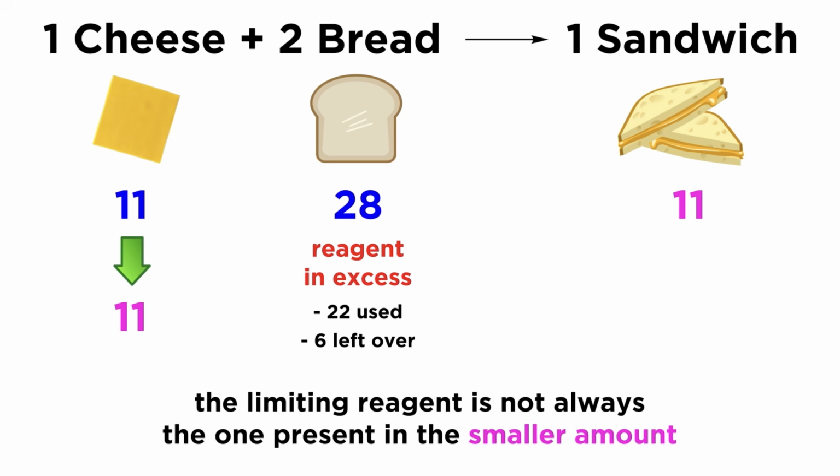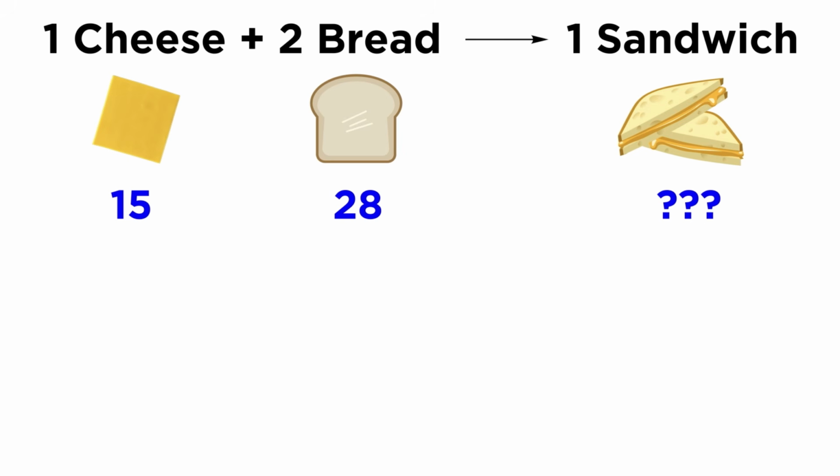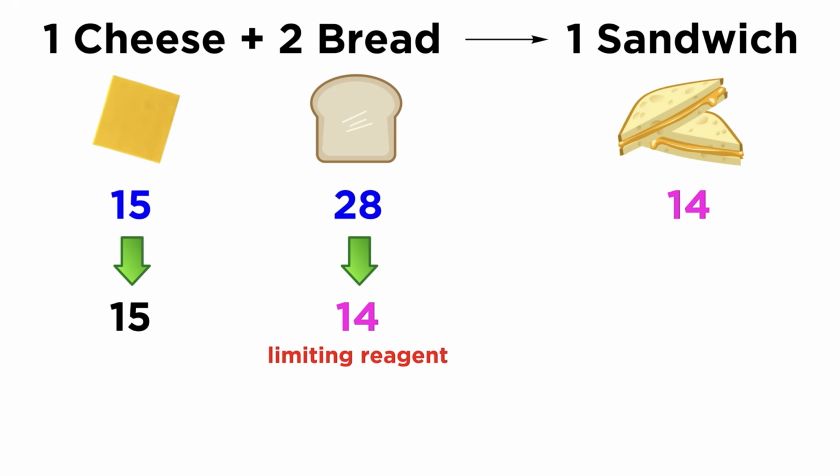Make sure to note that the limiting reagent will not always be the one present in the smaller amount. If we instead had 15 slices of cheese along with the 28 slices of bread, then all of a sudden bread would become the limiting reagent, since that can only produce 14 sandwiches, while 15 slices of cheese can produce 15 sandwiches. So the bread would run out first, leaving 1 slice of cheese left over.